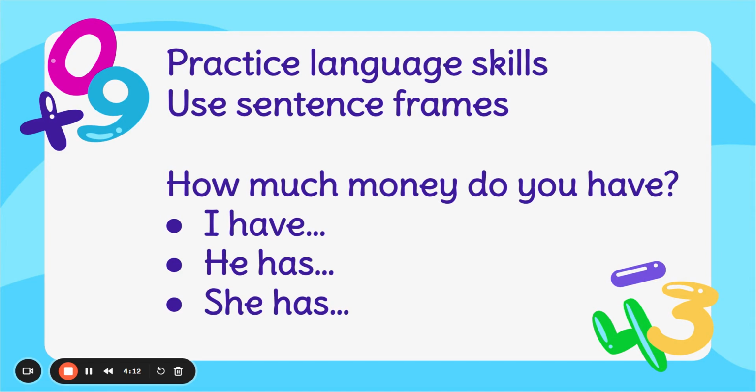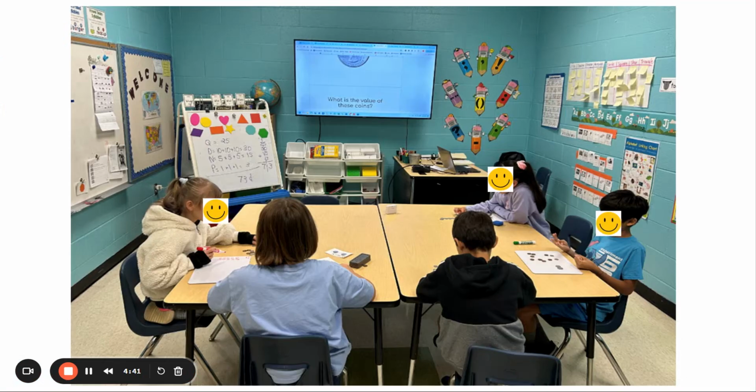When everybody's done with this activity, I ask them to share information with their partners. I would write some sentence starters on the board that they can use to answer while using complete sentences. This helps our students a lot to practice their language and also speaking skills using content vocabulary. For example, I could ask them a question, how much money do you have? And they could answer, I have, or he has, or she has, and so on.